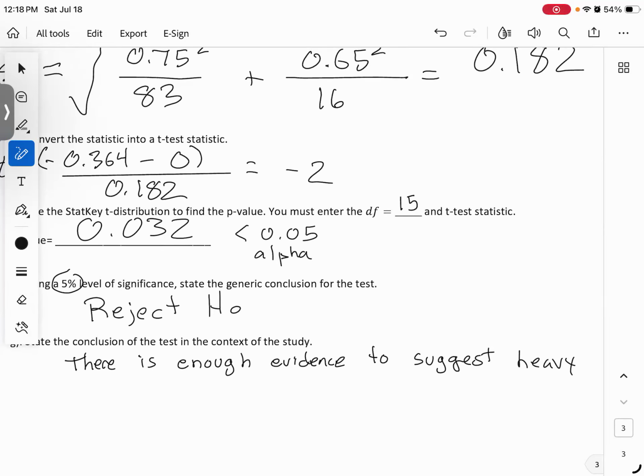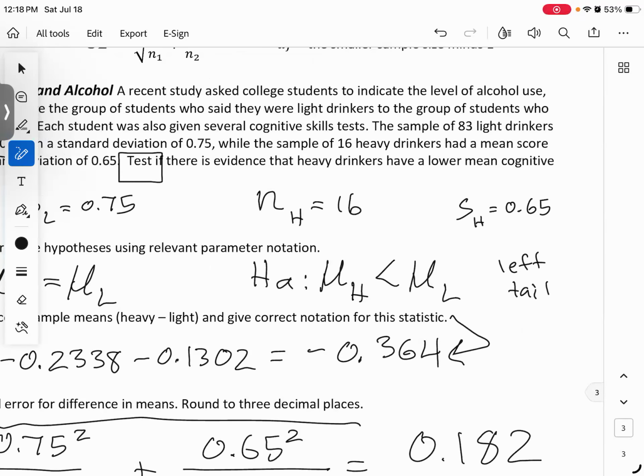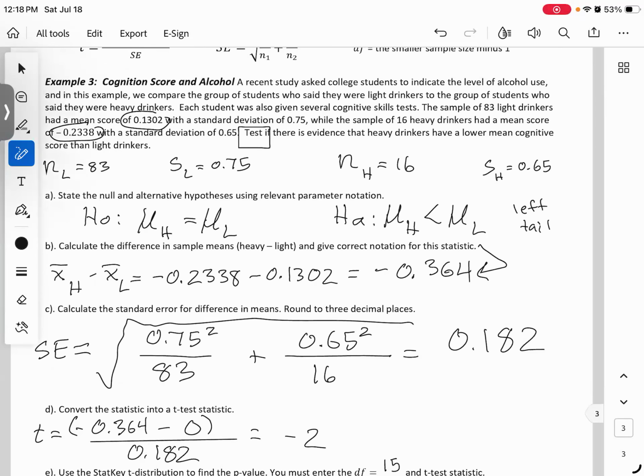the heavy drinkers are going to have a lower mean cognitive score. But in short, what we're doing here is we're trying to make sure we refer back to the context, or what the whole purpose of the study was investigating. Let's go back up there. Heavy drinkers have a lower mean cognitive score than light drinkers.